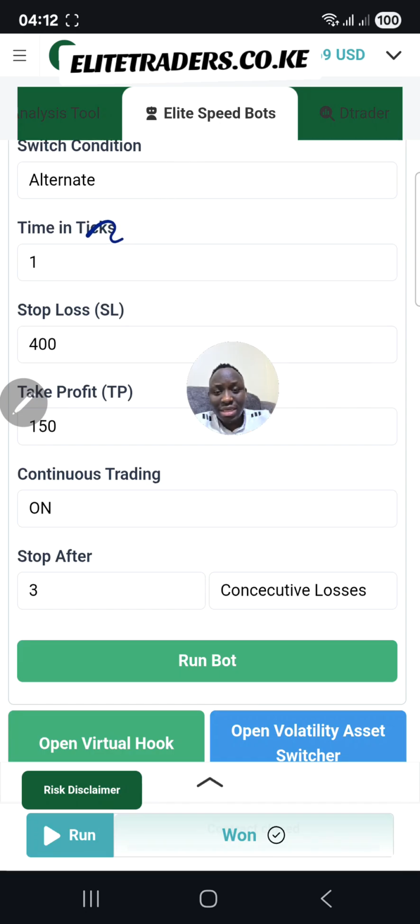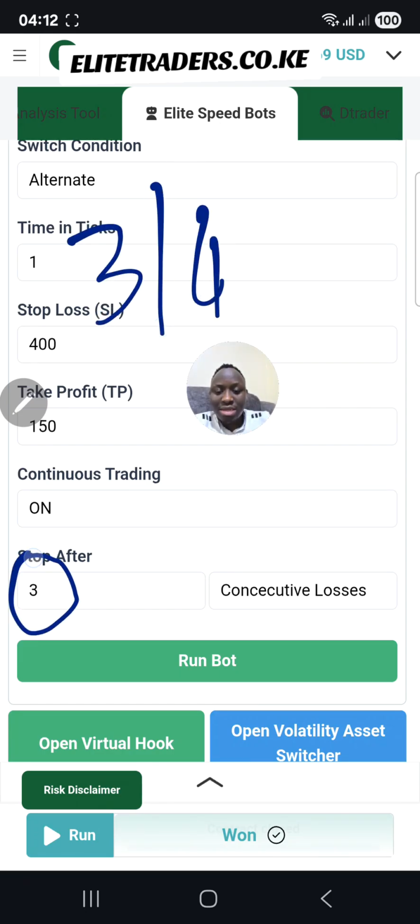So the moment I hit 3, like now in this trade, unaona I had already set 3, so ikipiga 3 losses, the robot will automatically stop. So even I will not have a time to say like, oh, ebu niende ane, automatically the robot will stop.